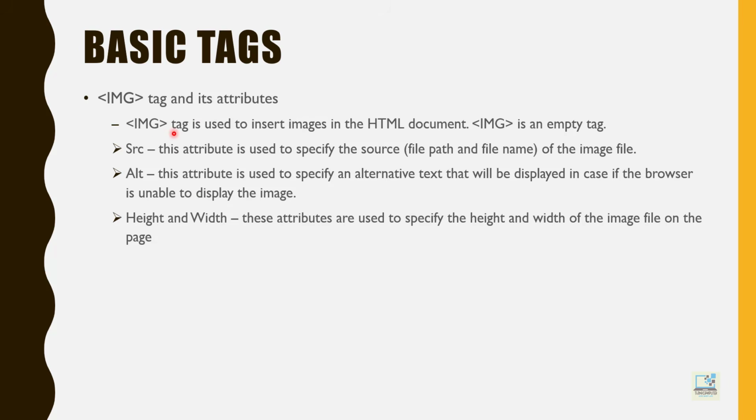Now let us discuss the image tag and its attributes. Image tag is used to insert images in the HTML document. Image is an empty tag. SRC is the first attribute. This attribute is used to specify the source of the image file.